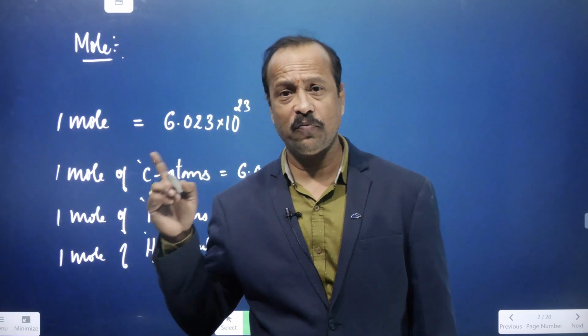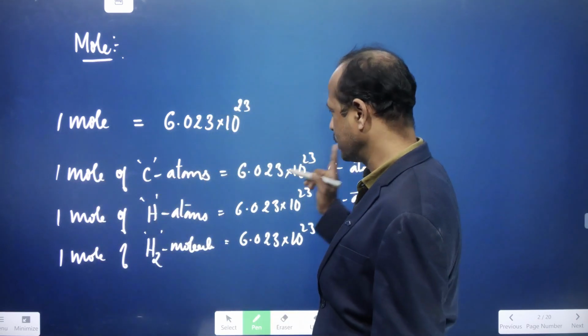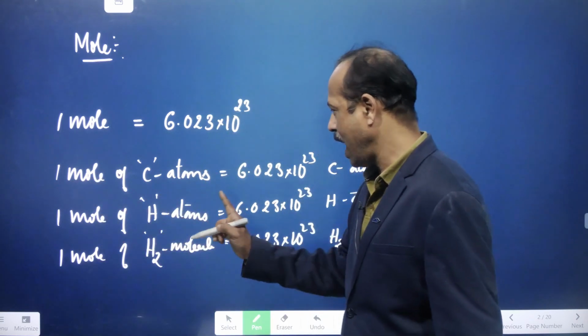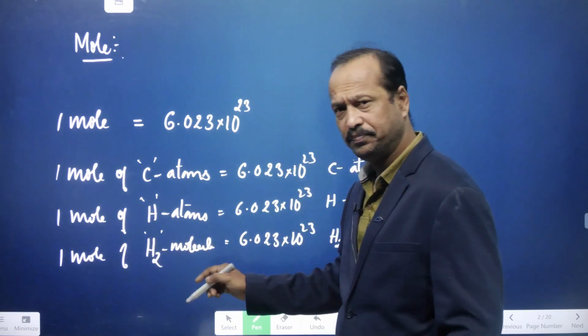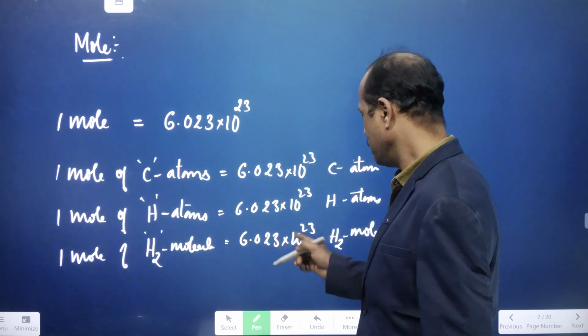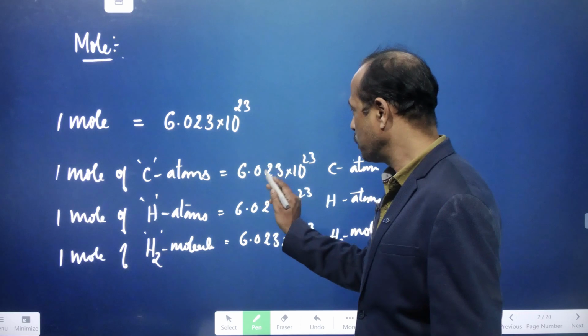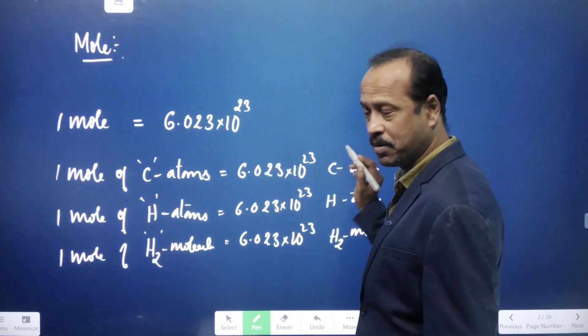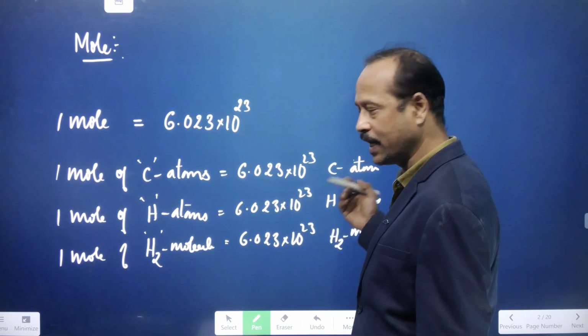12. So if I want 1 dozen of bananas, what does it mean? 12 bananas. If I take 1 dozen of apples, it means 12 apples. If I take 1 mole of some other thing, like pens, what does it mean? 12 pens? No. Similarly, 1 mole of carbon atoms means 6.023 into 10 to the power 23 carbon atoms. If I take 1 mole of hydrogen atoms, it is 6.023 into 10 to the power 23 hydrogen atoms.